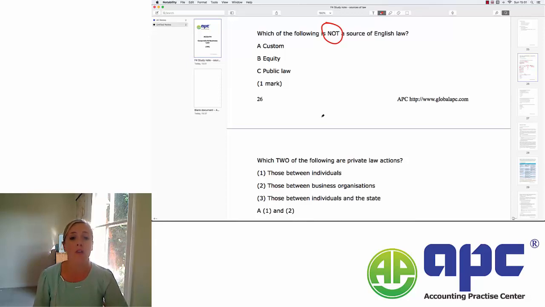So this question is asking us which of the following isn't a source of English law. Okay, the options are A, custom, B, equity, or C, public law. So I'll give you a couple of minutes just to have a look at that and work out your answer.